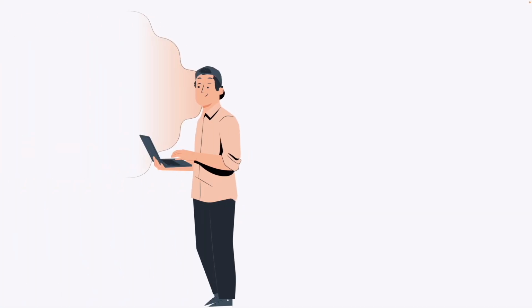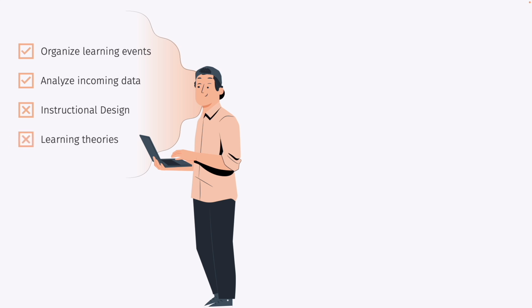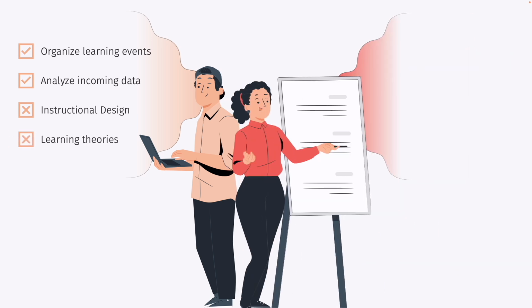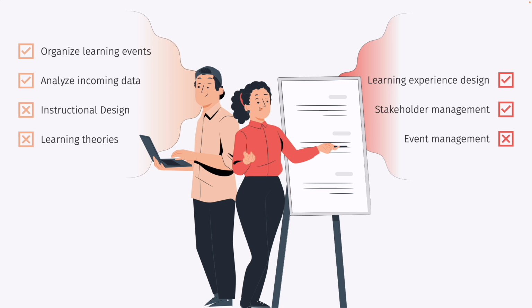So, after compiling a list of all the competencies that you think you need, make sure to also sort them into the 2 categories. For example, an L&D coordinator must be able to organize learning events and analyze incoming data. However, they do not need to be experts in instructional design or learning theories, and vice versa. A trainer or facilitator should be well versed in learning experience design and stakeholder management, but they don't need to be pros at event management.